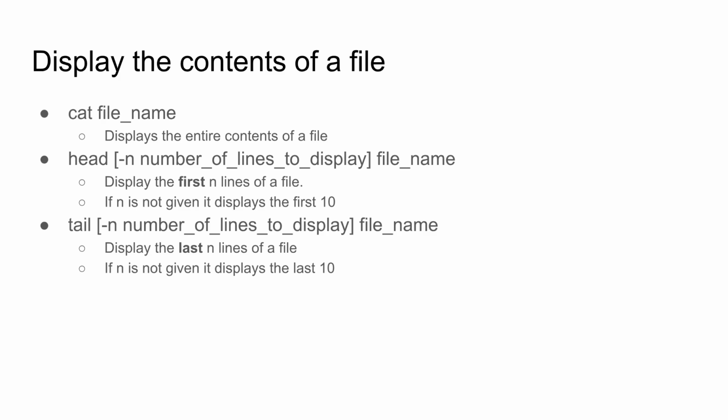Tail displays the last couple of lines in a file. Again, -n will let you specify how many you want to see. And if you don't give a number, by default, it'll be the last 10 lines of the file.